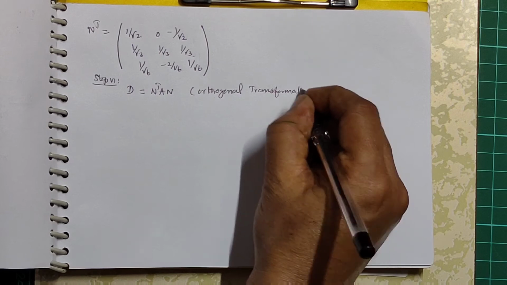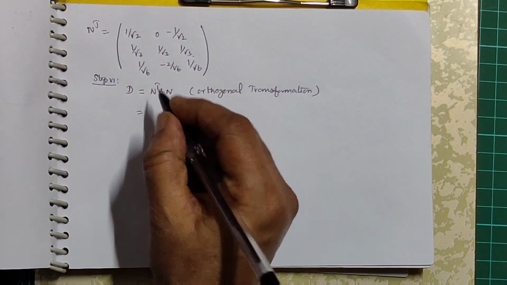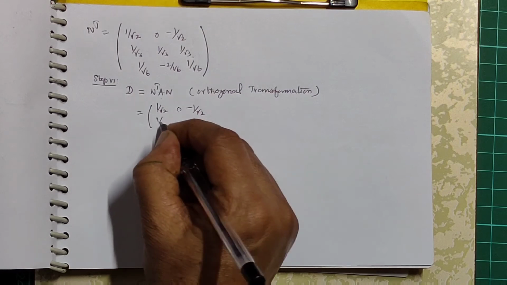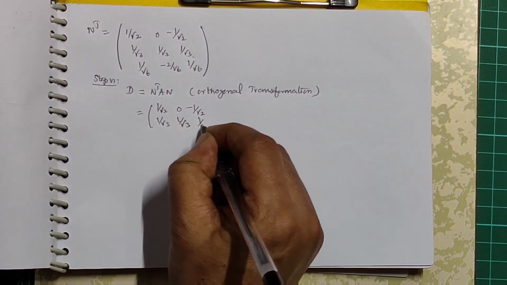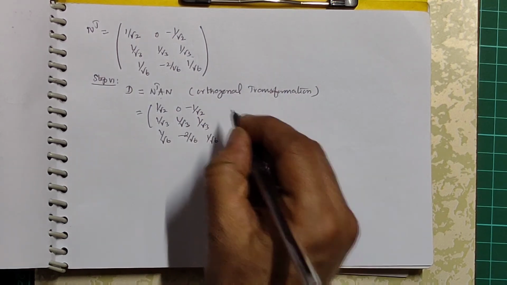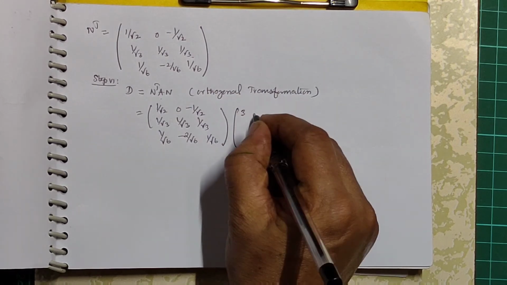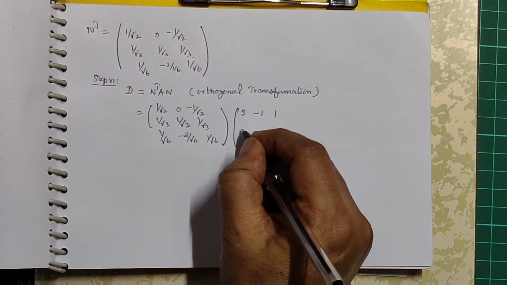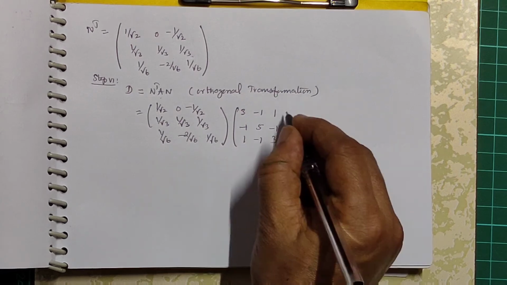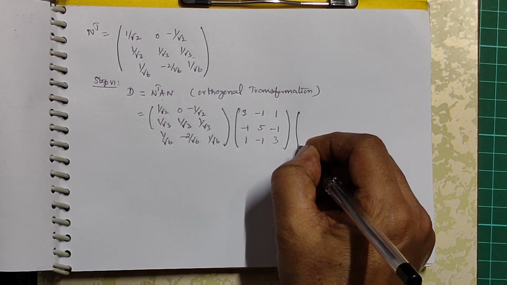So we are going to convert the matrix A to a diagonal matrix. N transpose, we know, is 1 by root 2, 0, minus 1 by root 2, 1 by root 3, 1 by root 3, 1 by root 3, then 1 by root 6, minus 2 by root 6, 1 by root 6. With this, we are going to multiply the matrix A. The matrix A, as you know, is 3, minus 1, 1, then minus 1, 5, minus 1, then 1, minus 1, and 3. This is N transpose, this is A, and now I'm going to multiply with N.